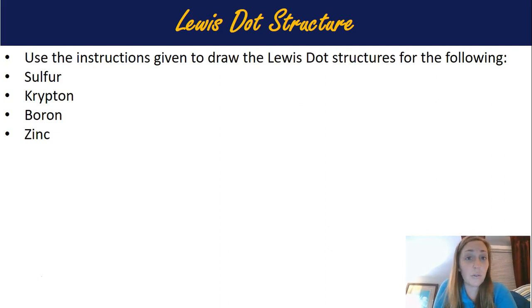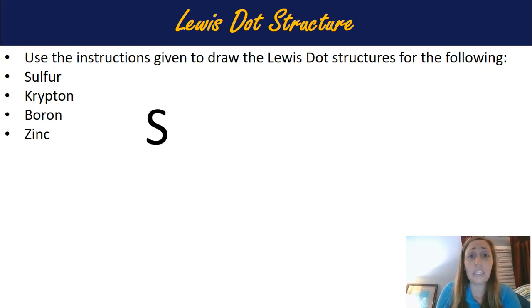All right, so using those instructions, I want you to try and draw the Lewis dot structures for sulfur, krypton, boron, and zinc on your own. Find them on the periodic table, figure out how many valence electrons, and then draw your dots. Make sure you're going in that clockwise circle and one per side before you go back and fill again. All right, so hopefully you have done these on your own.